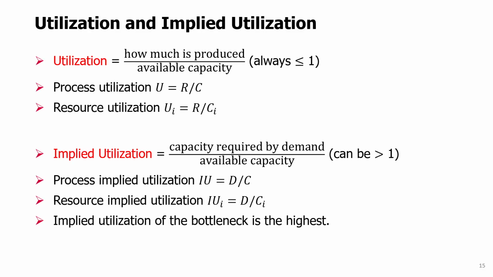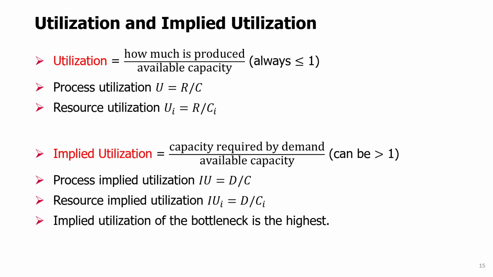Utilization and implied utilization. Utilization and implied utilization are interesting values that can be calculated when we analyze processes, and that are interesting measures to observe both for the whole process as well as for individual resources within the process.